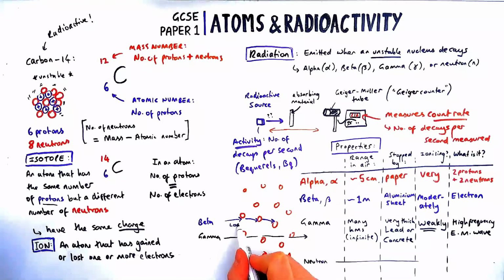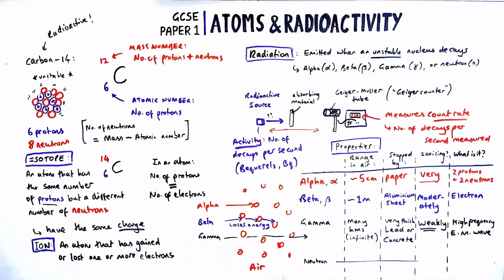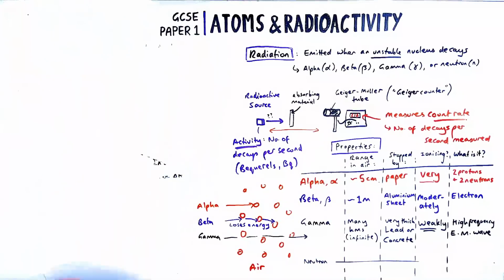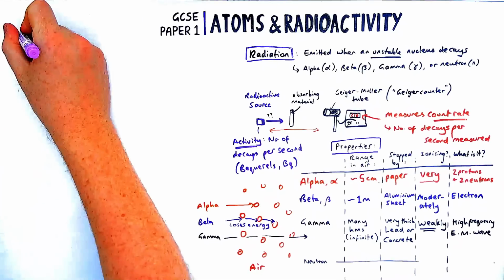Beta, on the other hand, is moderately ionising, so it might ionise some of these atoms, and it will lose energy each time and eventually stop after around a metre on average. Alpha radiation, on the other hand, is very ionising, so it's likely to ionise lots of atoms very close to it, meaning that it's going to lose lots of energy very quickly, so it can only travel a few centimetres in air.